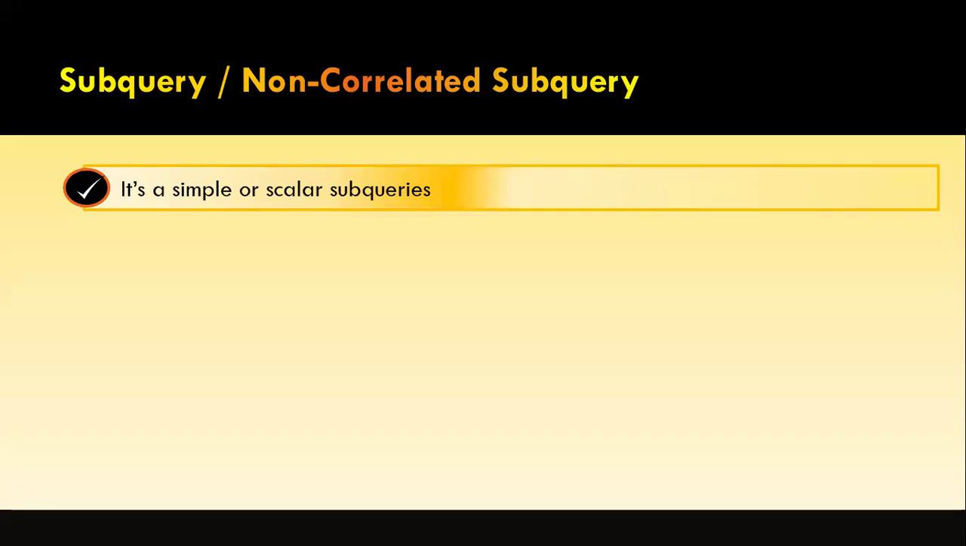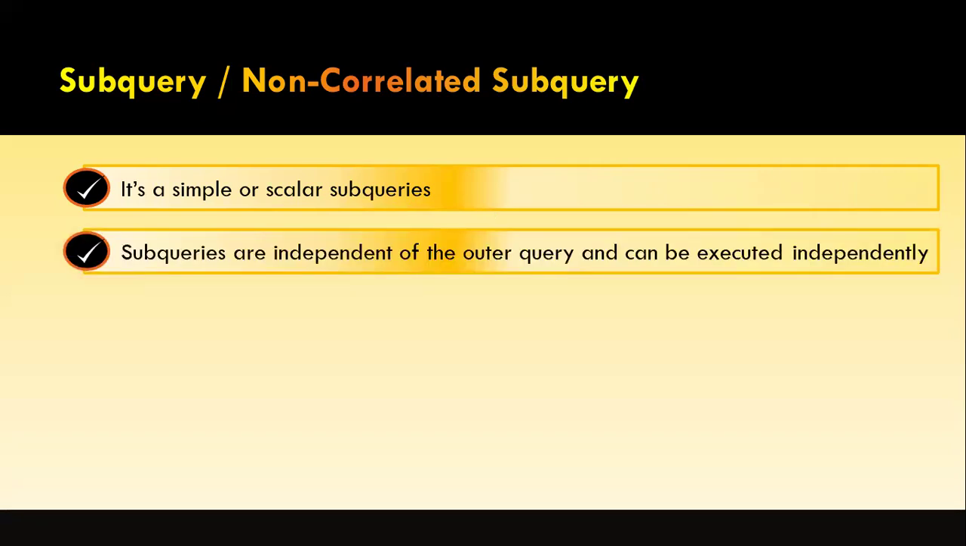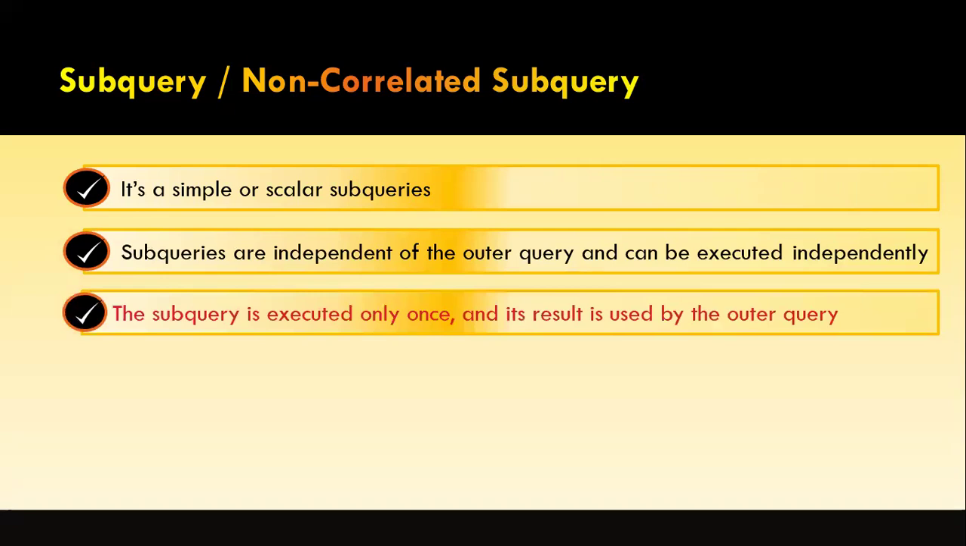A subquery is also known as a simple or scalar subquery. It is not necessarily always scalar; different types of subqueries are there. We will take a look at this a little later. The subqueries are independent of the outer query and can be executed independently. And the next one is that the subquery is executed only once. That is the beauty of this one. The subquery is executed only once, and its result is used by the outer query.